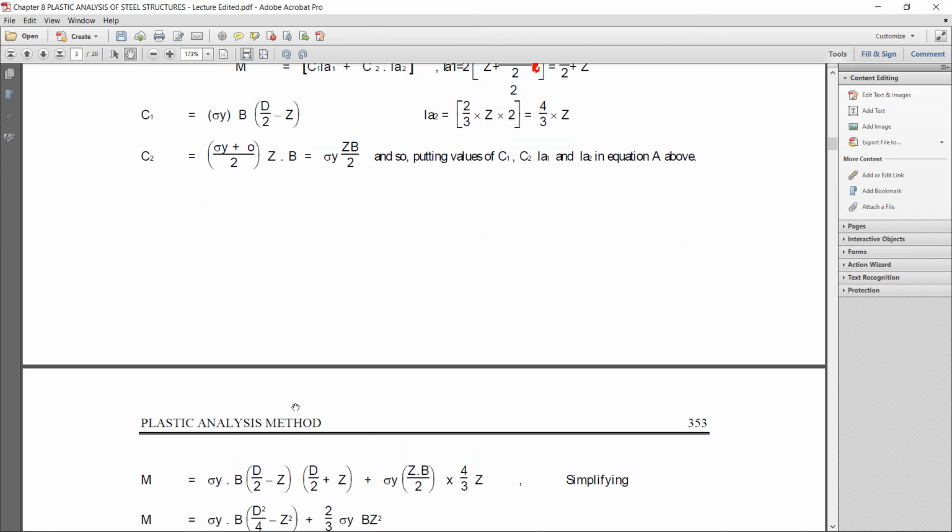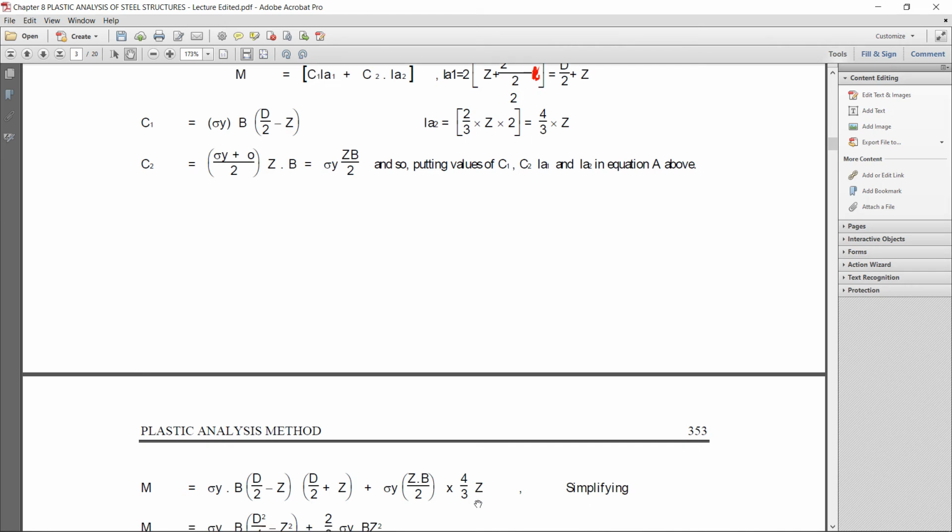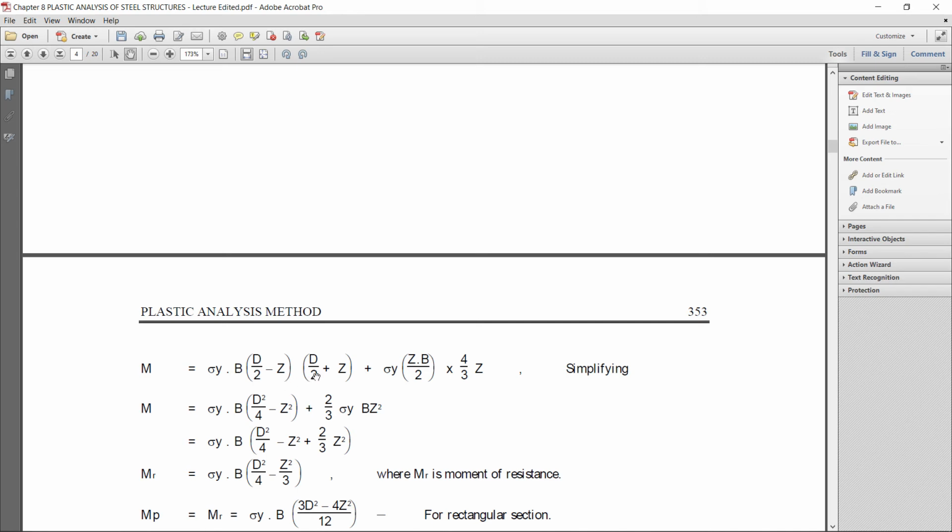Okay, you can see. First of all, C1 is sigma y b (d by 2 minus z), and LA1 is d by 2 plus z. Similarly, C2 is sigma y z b over 2, and LA2 is 4 by 3 into z. After simplifying, a minus b times a plus b becomes a square minus b square, and here z becomes z square. The 2 will be cancelled out, and that becomes 2 by 3.